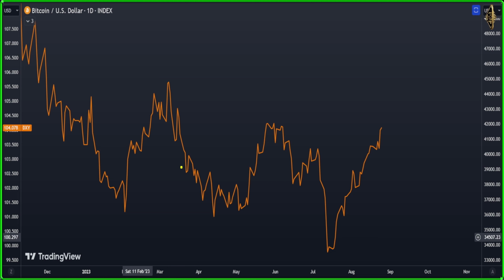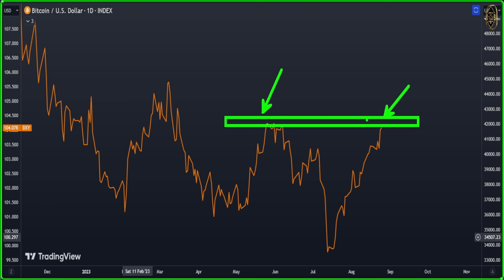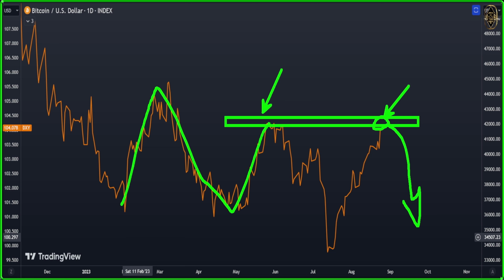The only thing I'm waiting for now, because look at it, in the DXY also we are in a very strong supply and demand zone, as you see. We came to it here. Now maybe from here we're going to see a drop from the US dollar, or DXY. That's possible.